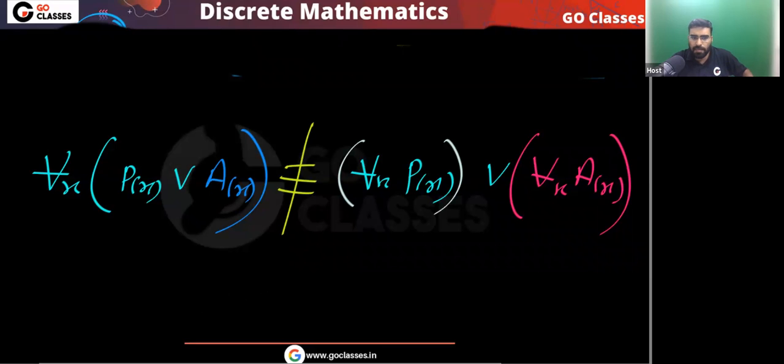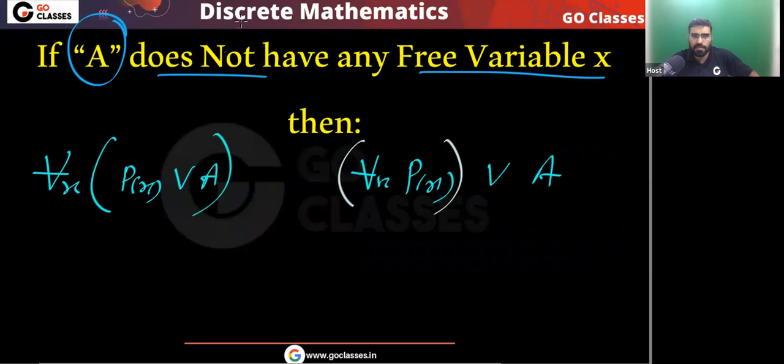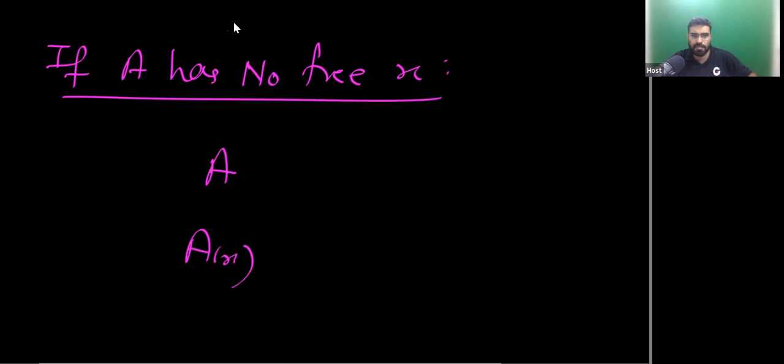Okay. But now what I am doing is, a has no free variable x. So a does not depend on x. If a has no free x, then what should I write? Should I write like this or should I write like this? This is wrong. This is correct. Because a has no free x.